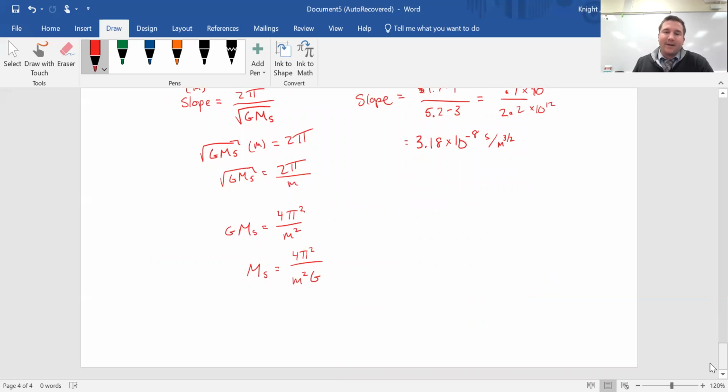All right, and then I can take that now, right? And I can plug it in and I can solve for the mass of Saturn. So mass of Saturn is going to be equal to 4 pi squared divided by 3.18 times 10 to the negative 8th. We'll find out in a second here if I did anything right, because the mass of Saturn is pretty big. It looks like it's going to be pretty big. G, I always forget G, 6.67 times 10 to the negative 11th. Good.